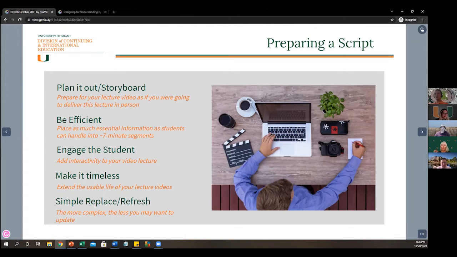Can I ask a question? Sure. Yes, Nick. Go to the fourth bullet, make it timeless. I like that very much. Can you just detail that a little bit more? How do I make it timeless? Is there any particular, more specific tricks or things I need to do to make my documents or my video or my things can have a longer shelf life?